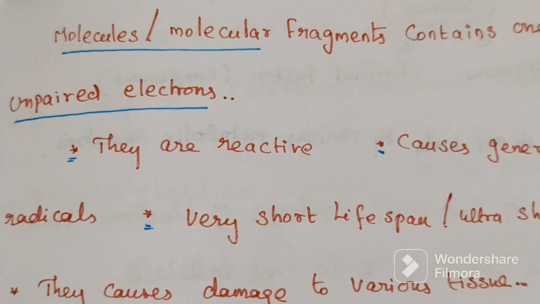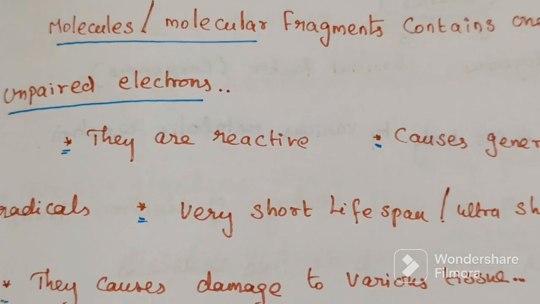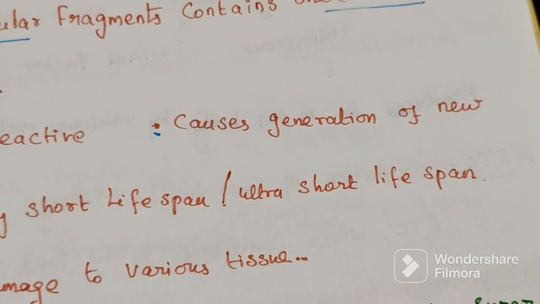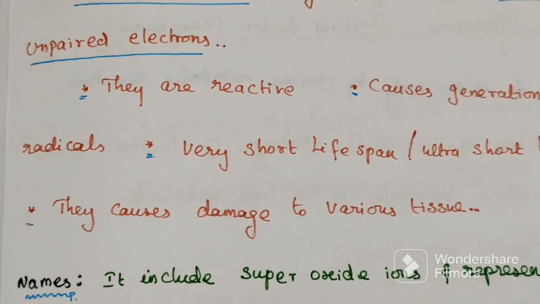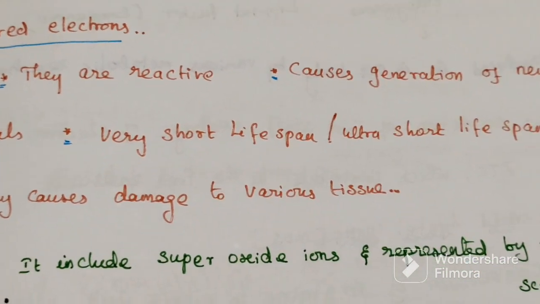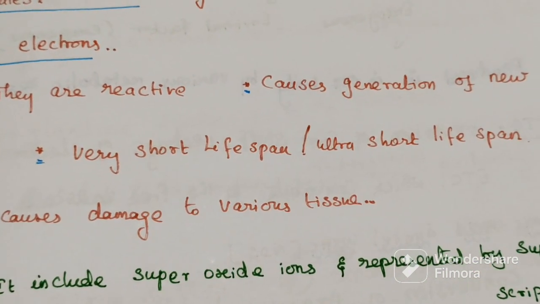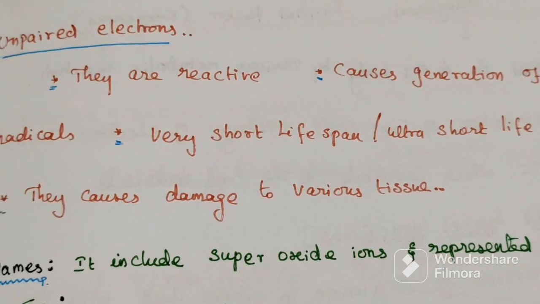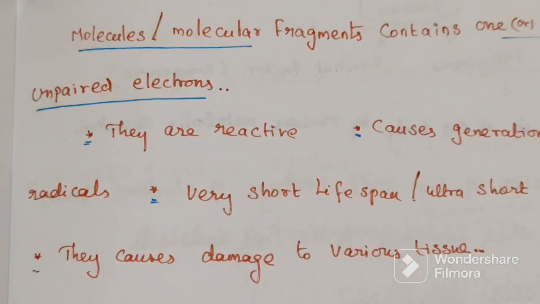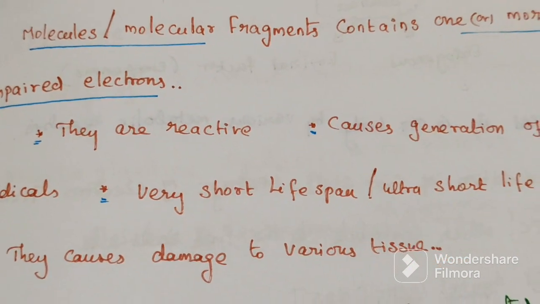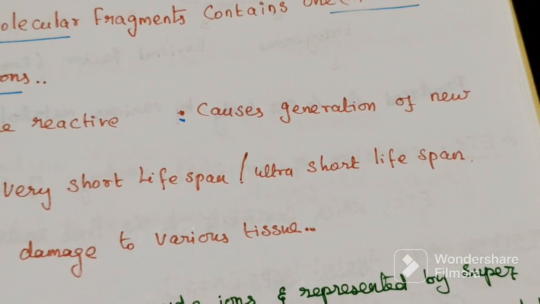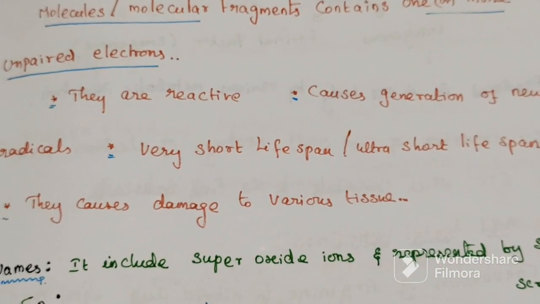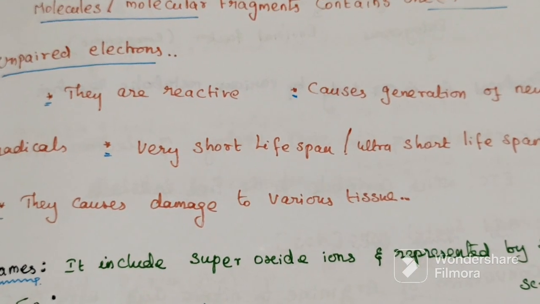Because of their unpaired electron, they are highly reactive. They cause generation of new radicals. They have a very short lifetime or lifespan, and they cause damage to various tissues. What are the special characteristics? They are reactive, they cause generation of new radicals, they have a very short lifetime, and they cause damage to various tissues.